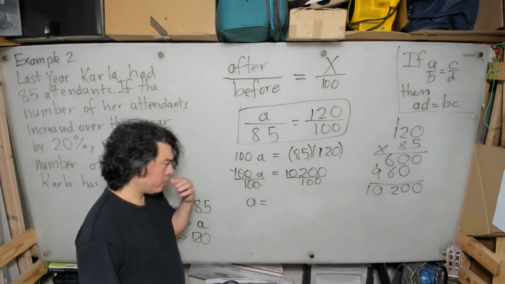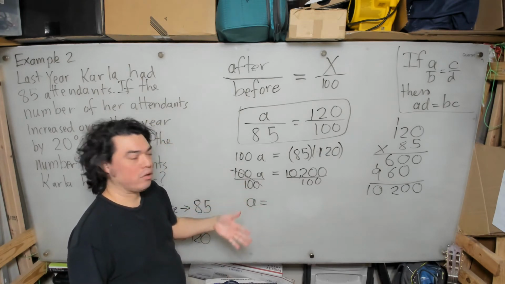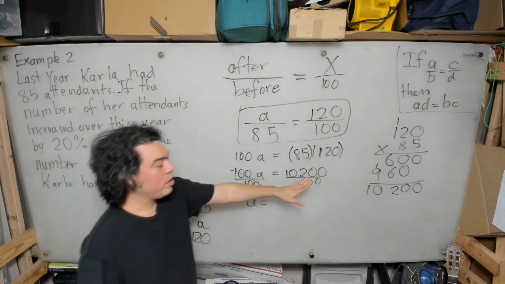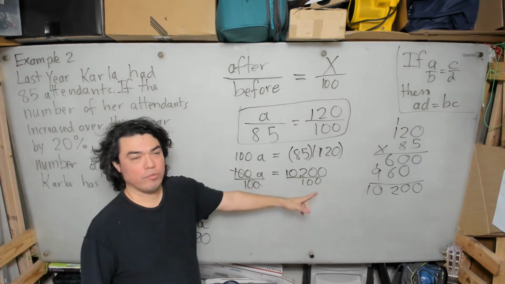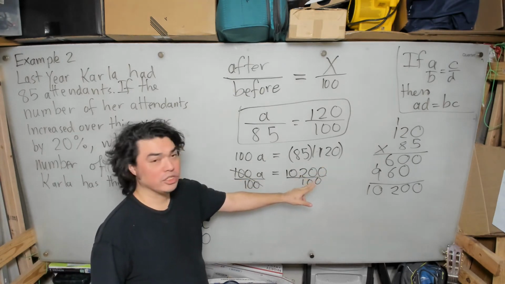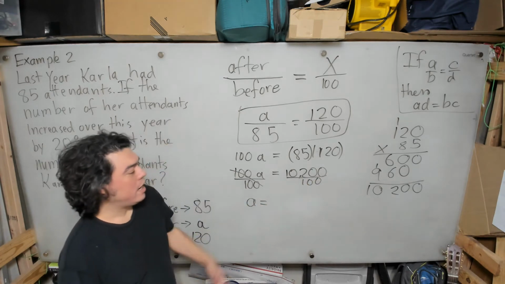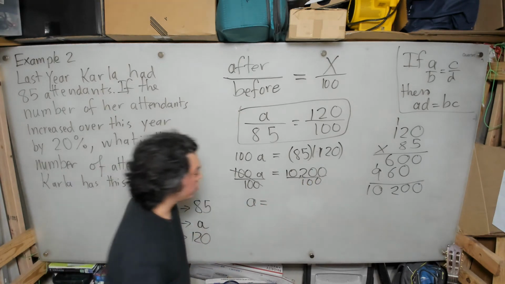Now, some of you may know that whenever you have anything divided by 100, you can move the decimal place twice to the left from where it ends. And so that would immediately give us the value 102. Okay?